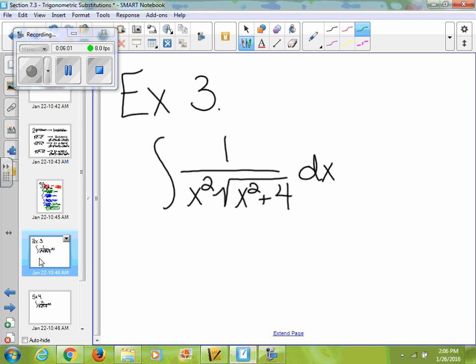Okay. If we look at example 3, we're asked to find the integral of 1 over x squared times the square root of x squared plus 4. If I rewrite the square root to be the square root of x squared plus 2 squared, because 4 is 2 squared, then that tells me that a is equal to 2.